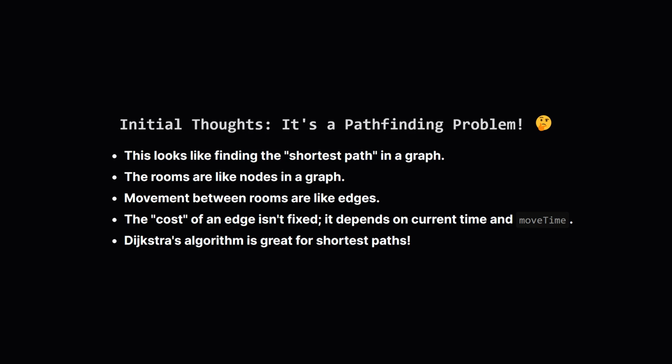Okay, so when we hear minimum time or shortest path on a grid, what usually comes to mind? For me, it's often something like Dijkstra's algorithm or breadth-first search. The rooms can be thought of as points or nodes in a network. And moving between rooms? Those are the connections or edges. The tricky bit here is that the cost of a connection isn't just a fixed number. It depends on when we arrive at the current room and what the move time restriction is for the next room. Dijkstra's algorithm is really good for these kinds of problems where we want the shortest path and edge weights are non-negative, which times are.